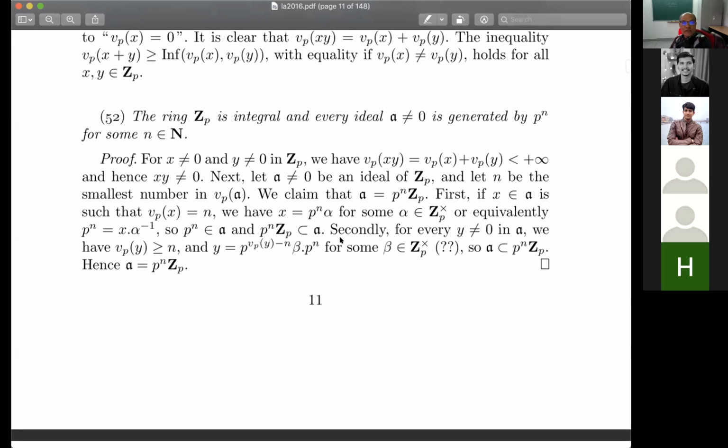Now you have to prove equality, that A is actually equal to this ideal. So if I take a non-zero y in the ideal A, Vp of y is going to be greater than n, by the definition of n as the smallest valuation of a non-zero element in A. So y is p to the power Vp of y minus n times b times p to the n. I've written p to the n here, and to compensate for the minus n here, for some b.